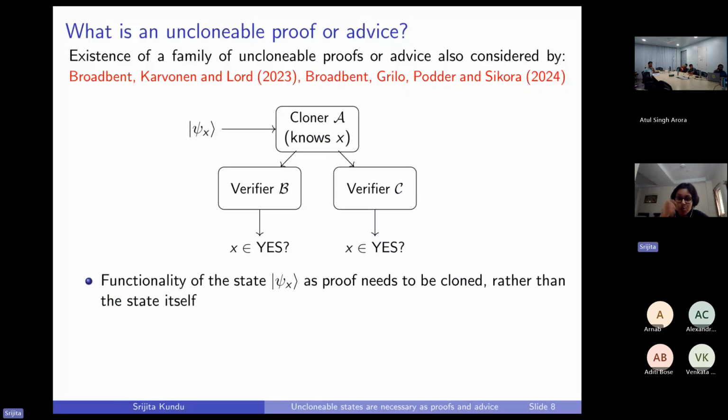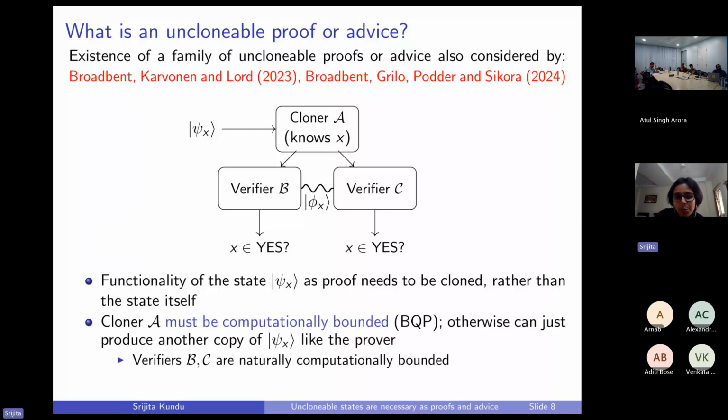Now we want the strongest possible notion of unclonability. So we want to say that the functionality of the state psi x in the proof case, or the functionality of the state psi n in the advice case, needs to be cloned by the cloner rather than the state itself. What I mean by this is that the cloner could try to produce two copies of the state psi x itself, but the cloner doesn't have to do this. The cloner could do something like create some sort of entangled state phi x between B and C, such that B and C are both able to use their parts of this entangled state to determine whether X is a yes instance or not. And for the strongest possible notion of unclonability, we want to say that even this should not be allowed.